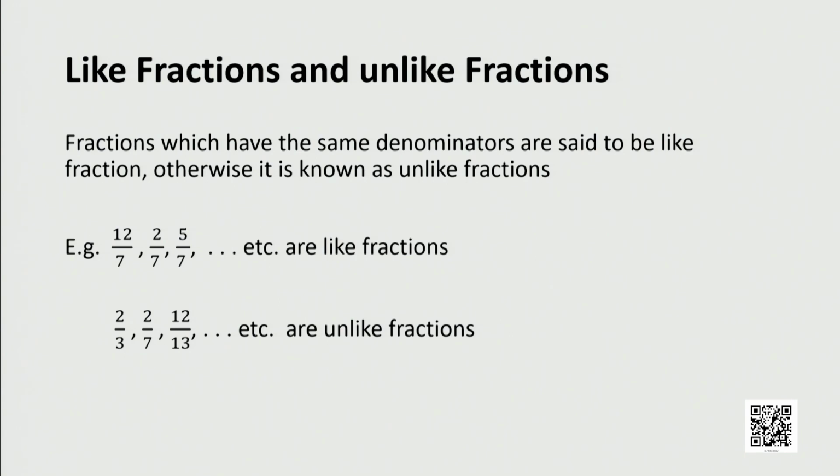Similarly, there is a definition for unlike fractions. Unlike fractions means the fractions in which the denominators are different. So you can see that 3 over 3, 2 over 3, 2 over 7 and 12 over 13, these are unlike fractions, and you can see that all the denominators are different. That's why we are calling them unlike fractions.